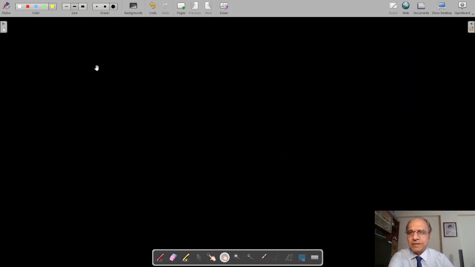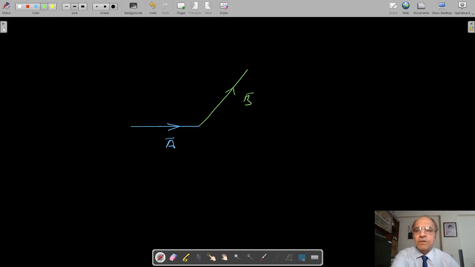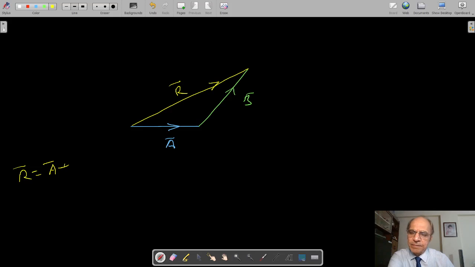Now what is the triangle law? Triangle law means we are writing a vector like this. This is a vector A, and I have another vector, this is another vector B. So what will be the resultant? This will be the resultant C, which is the resultant of A and B. Say it is R. So I will write that R equals A plus B.